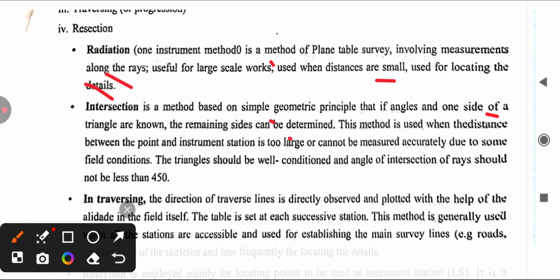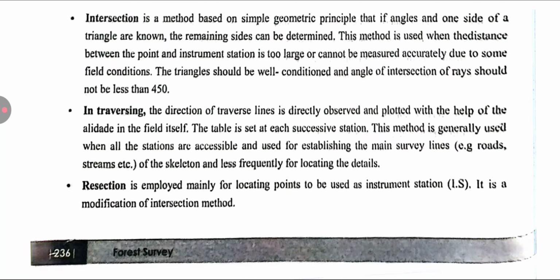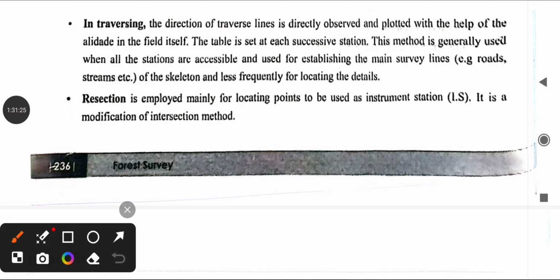This method is used when the distance between the point and instrument station is too large or cannot be measured accurately due to some field condition. The triangles should be well conditioned and the angle of intersection of rays should not be less than 45 degrees. And another is traversing, in which the direction of traverse lines is directly observed and plotted with the help of the alidade in the field itself.